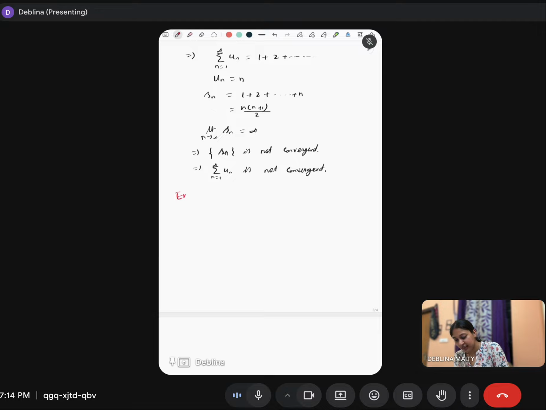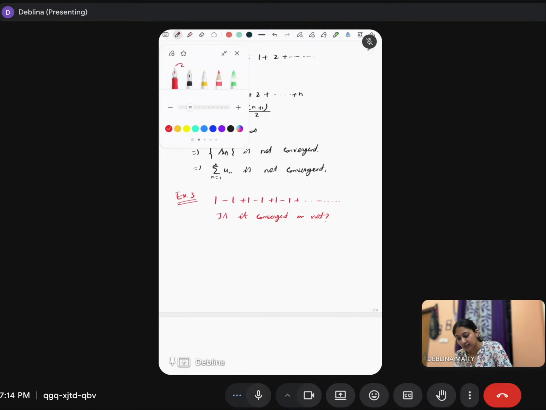So let's check another example, which is this: 1 minus 1 plus 1 minus 1 plus 1. So it is oscillating between plus 1 and minus 1, this sum. So is this sum convergent or not?